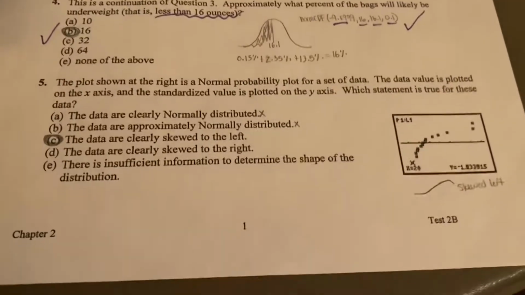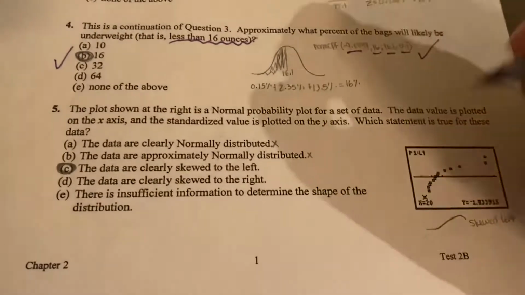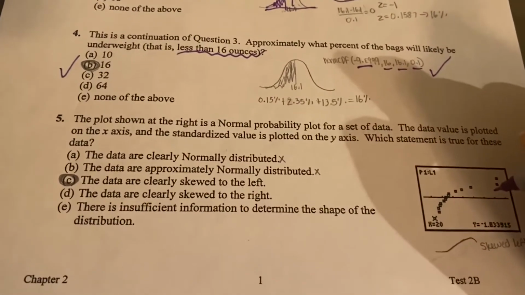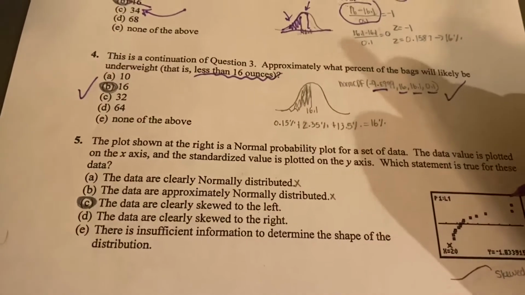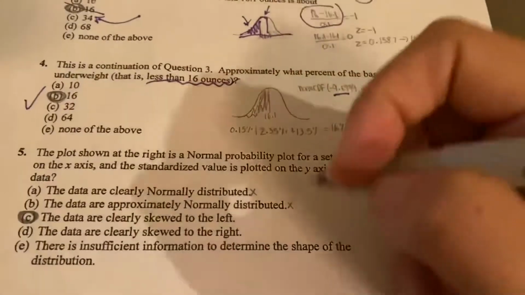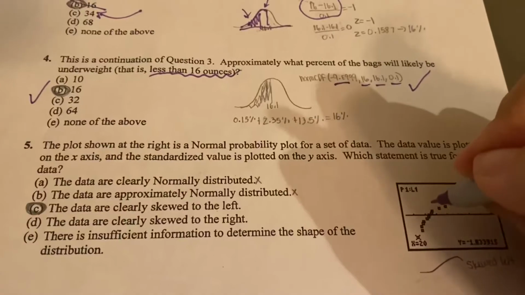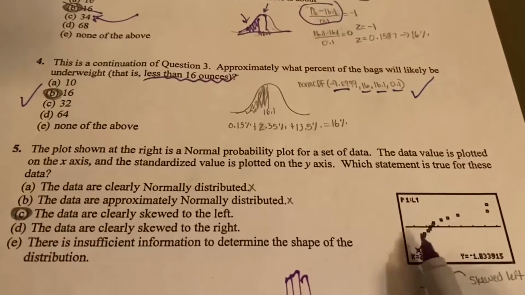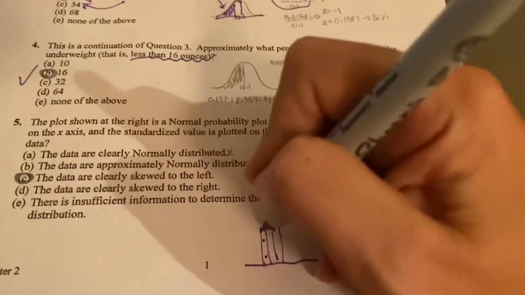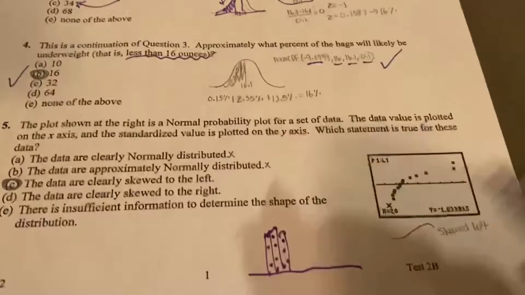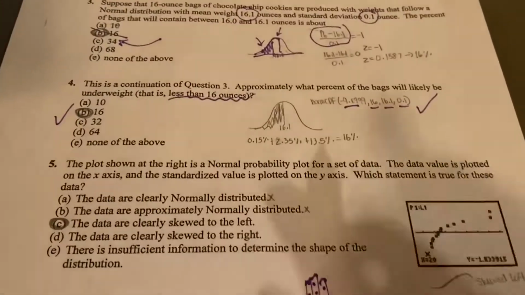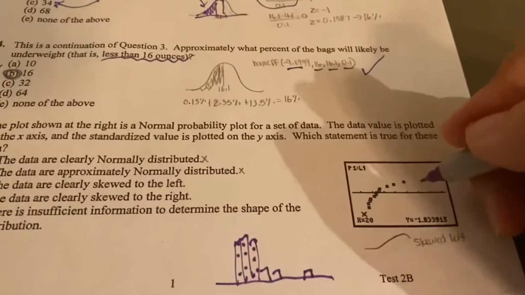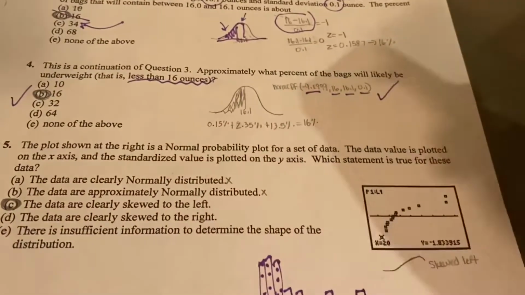Now looking at question number 5, the plot shown at the right is a normal probability plot. We notice our main thing is if it's straight, then it's normal. So it's obviously not straight. Let's think about these values. If I think about a distribution, it looks like a lot of the data is coming in toward the lower x values. See how it's like dot, dot, dot, dot, dot. That means a lot of the data is coming in at the lower x values, and then fewer data is coming in as the x values get higher.